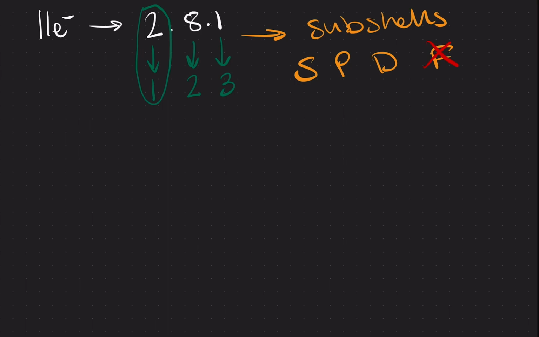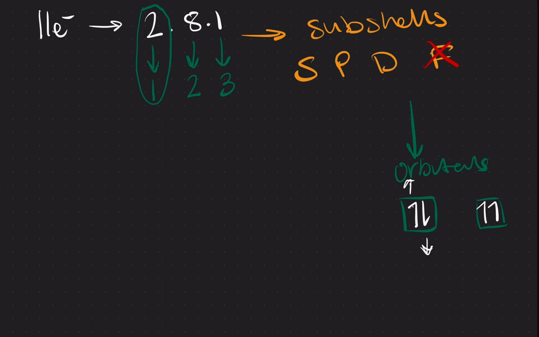Now, the way this works is each subshell contains orbitals, and orbitals, you can think of them as a square box which contains 2 electrons. It's important that the 2 electrons are not facing the same direction. This is because due to the repulsive nature of electrons, they would want to repel, and they would prefer to be facing in opposite directions in order to minimize the amount of repulsion that can happen.